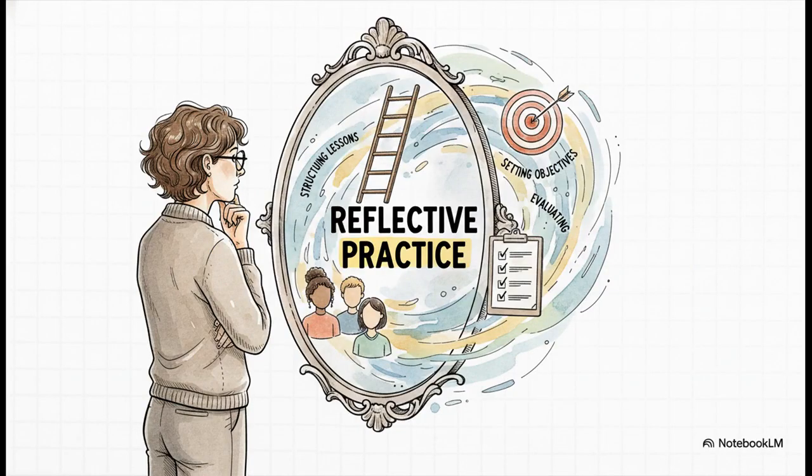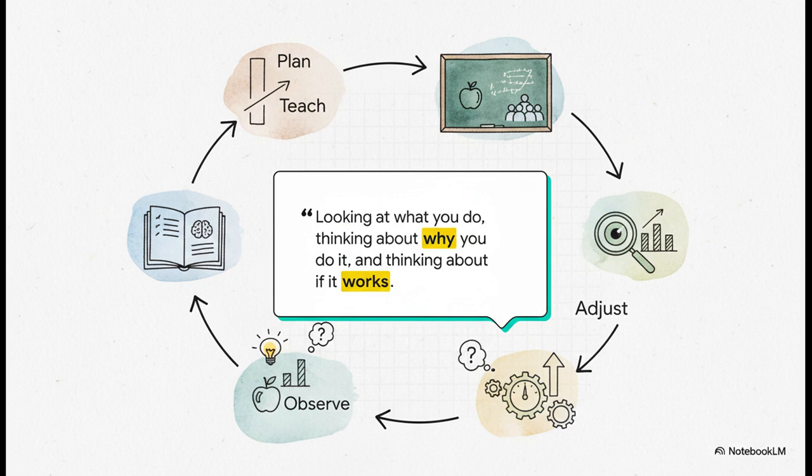So when you take a step back, you realize that all of these pieces, knowing your learner, structuring your lessons, setting sharp objectives, and checking your work, they're all leading to one single ultimate goal: becoming a reflective teacher. And this quote just says it all. It's not enough to just know all the theories. You have to constantly be looking at your own teaching and asking, why did I do it that way, and did it actually work? It's this continuous loop. You plan, you teach, you see what happened, and then you adjust for next time.